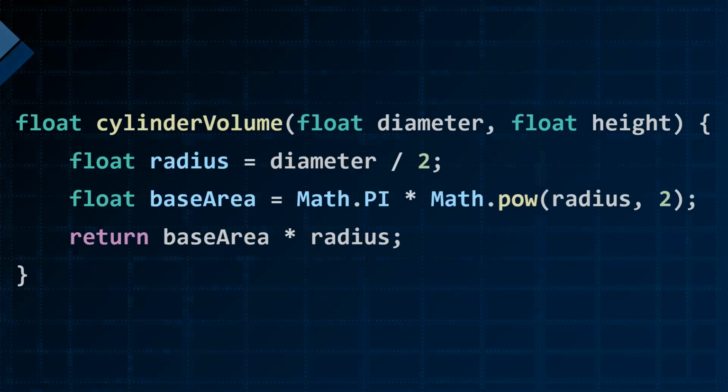Notice how we named the function cylinder volume. It tells you exactly what you're doing. Some people might call this get cylinder volume to make it clear that it's a function and not a variable. We're very clear that the inputs we have here are the diameter and the height. We're calculating the radius and the base area, and the final result is the base area times the radius, right? There's no ambiguity here.